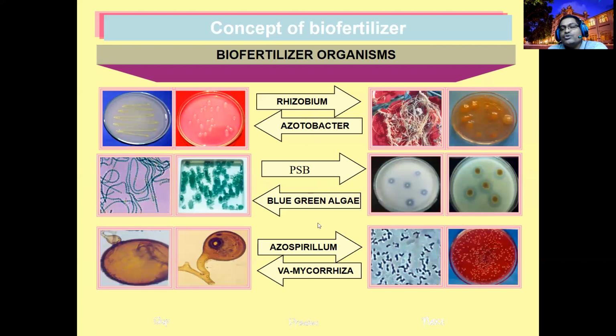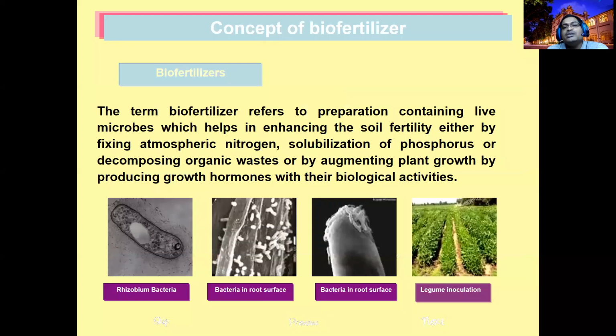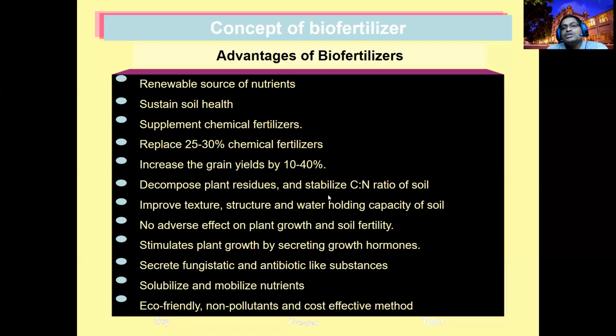If you can induce their mass multiplication or mass production and application in the field, they can easily mobilize, solubilize, fix whatever major elements, mainly NPK, are needed for the plants, right? So if you are applying these biofertilizers, they can renew the sources of nutrition.